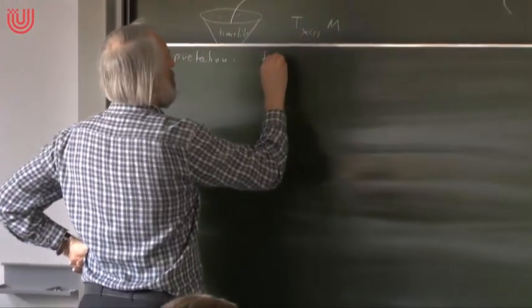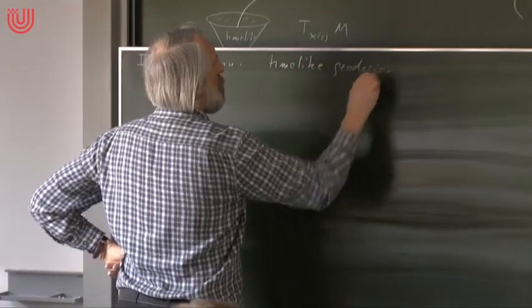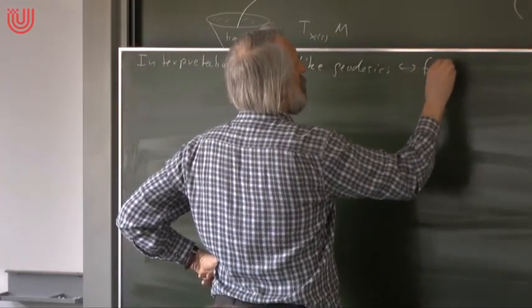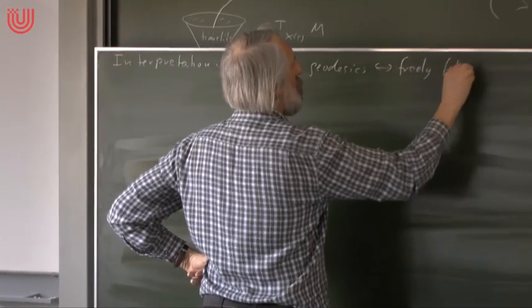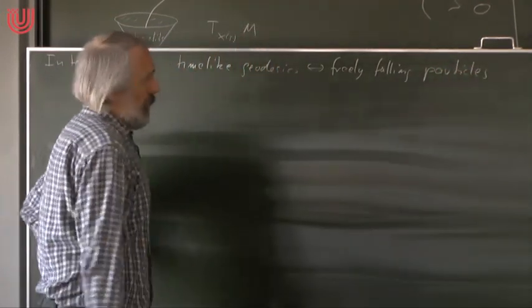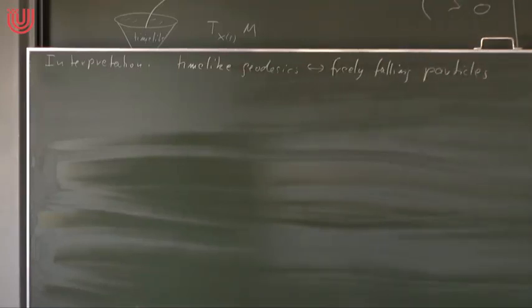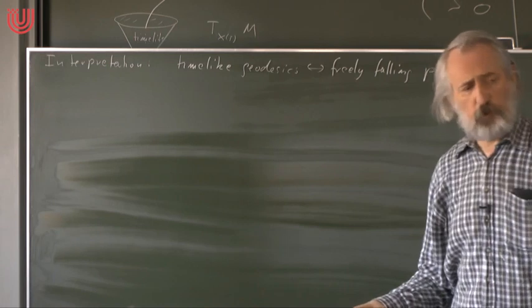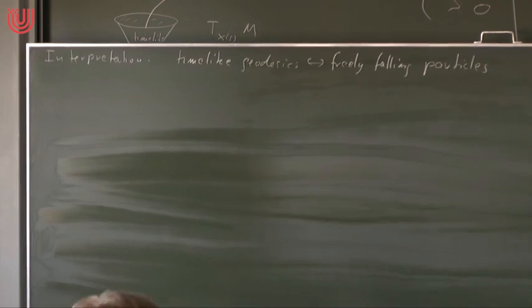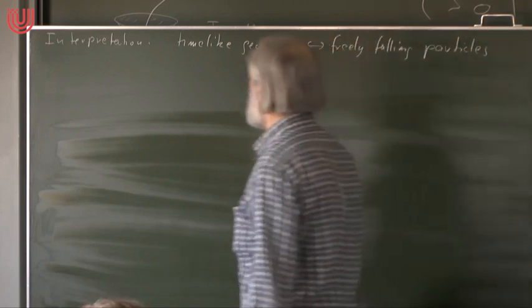So the time-like geodesics are freely falling particles. So that would be planets, for instance. If you have a space-time model which describes the neighborhood of a star, of our sun, for instance, then you just watch the motion of planets or asteroids or comets and things like that. And you can treat them within a very good approximation as freely falling particles.